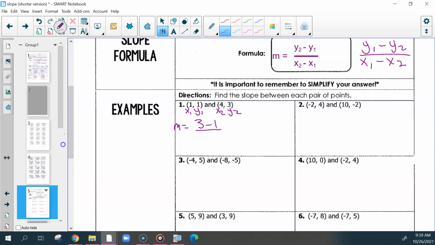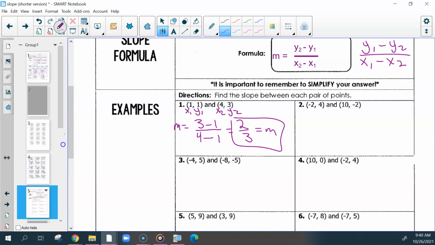This needs to be in fraction form. Then I'm taking my x2, which is 4. I'm always subtracting my x1, which here is 1. So I'm going to subtract my numerator, subtract my denominator, and then at the end simplify. So 3 minus 1 is 2, 4 minus 1 is 3, so my slope is 2/3 because this can't be simplified.